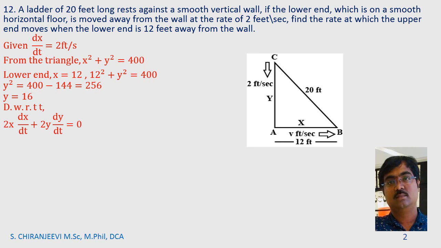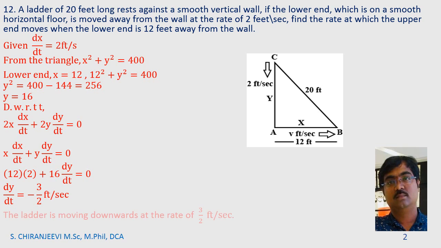Differentiating with respect to t, 2x dx by dt plus 2y dy by dt equal to 0. Taking 2 outside, x dx by dt plus y dy by dt equal to 0. Substituting the values x is 12, dx by dt is 2 and y is 16, we get 12 into 2 plus 16 into dy by dt equal to 0. 24 plus 16 dy by dt equal to 0. dy by dt equal to minus 24 by 16, which is minus 3 by 2 feet per second. The ladder is moving downwards at the rate of 3 by 2 feet per second.